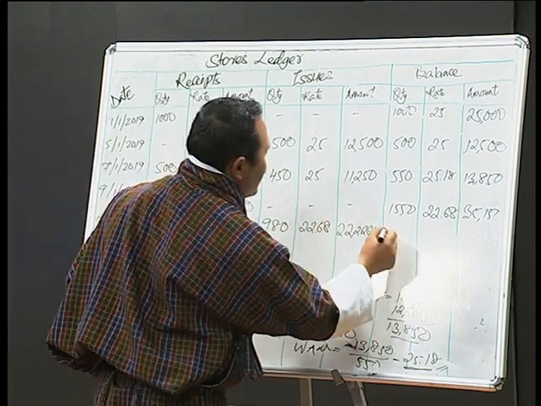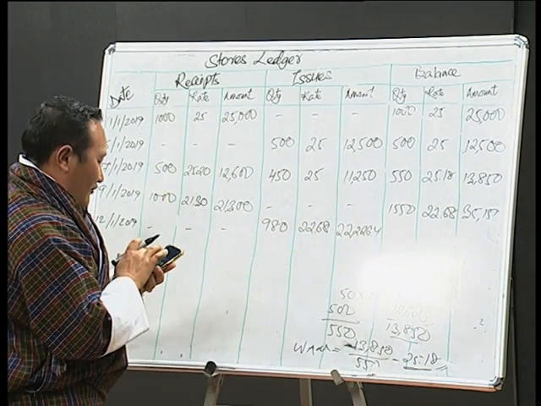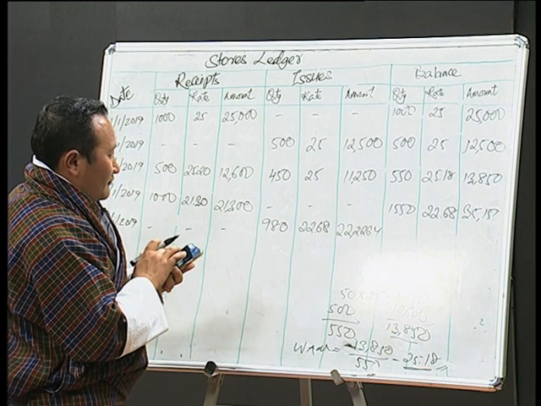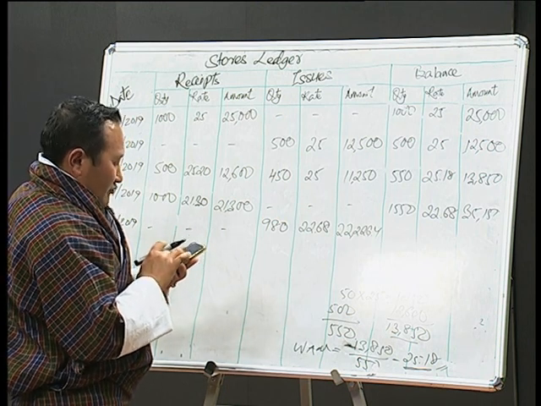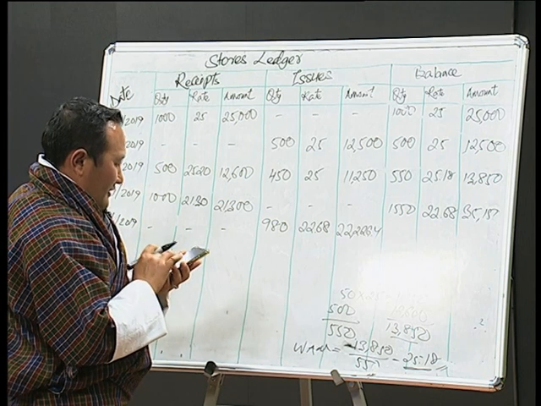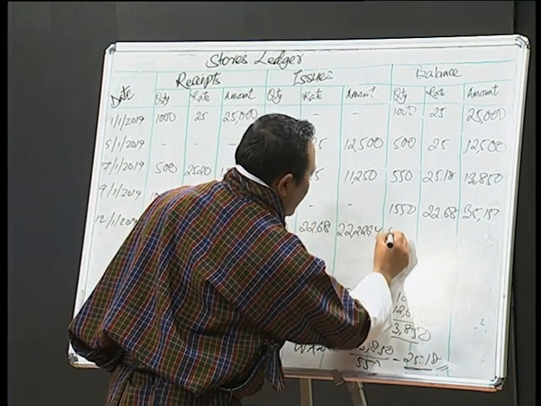Now we have the balance in our hand, which is 1,550 minus 980. So we get 570.